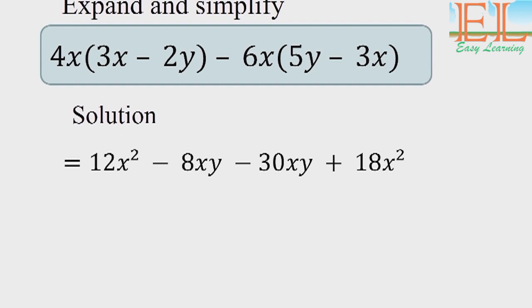Here again, we work with like terms. So 12x squared plus 18x squared gives 30x squared. Negative 8xy minus 30xy gives negative 38xy. And we are done.